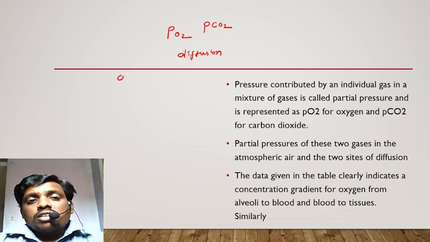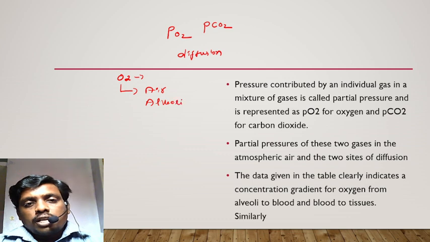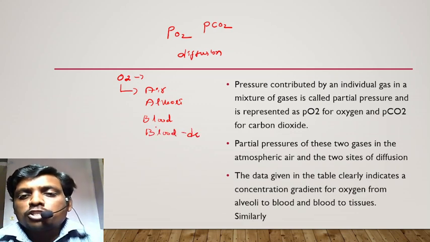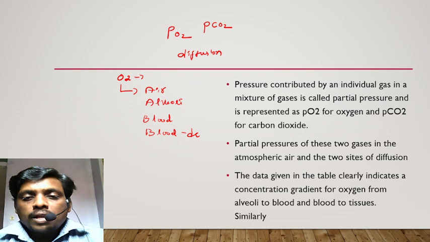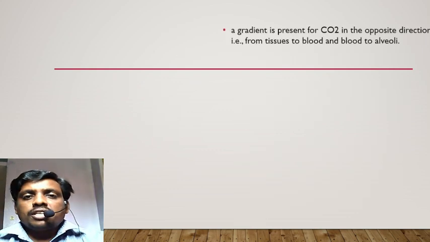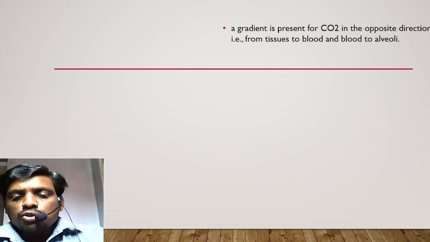For oxygen, the partial pressure, which is measured in mm Hg, in the air, nothing but the atmosphere, inside the alveoli, inside the oxygenated blood, inside the deoxygenated blood, greatly varies. Partial pressure defines the characteristic feature of a particular gas. So finally, if you see, a gradient is present for CO2 in the opposite direction. I already showed that in the table.